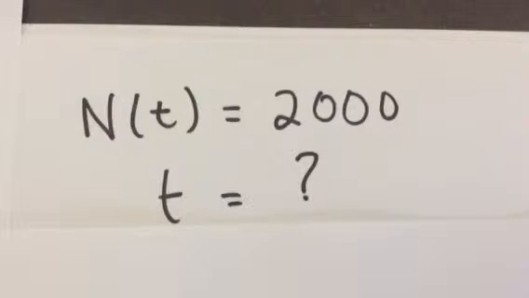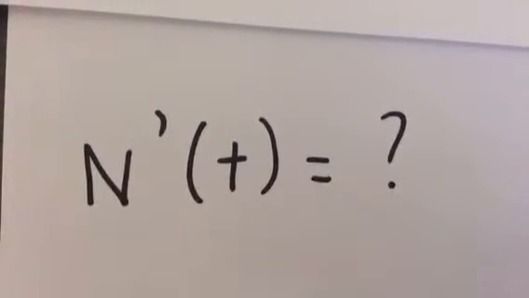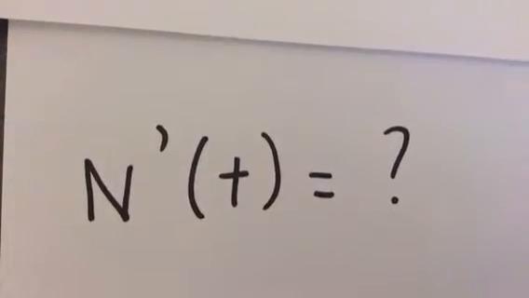In B, I will be finding the time at which the population of bacteria doubles to reach 2,000. In order to do this, again, I will substitute the values I know into the equation and then solve for time. In C, I will be differentiating the equation. In order to do this, I will need to use the chain rule.